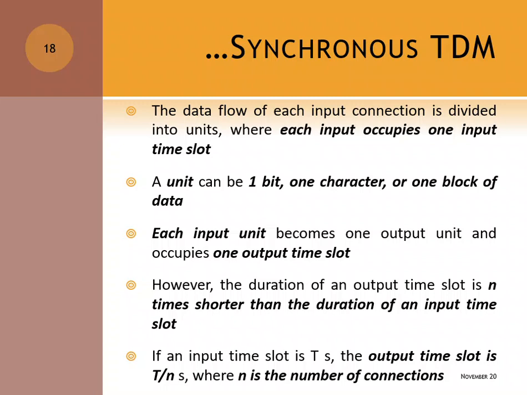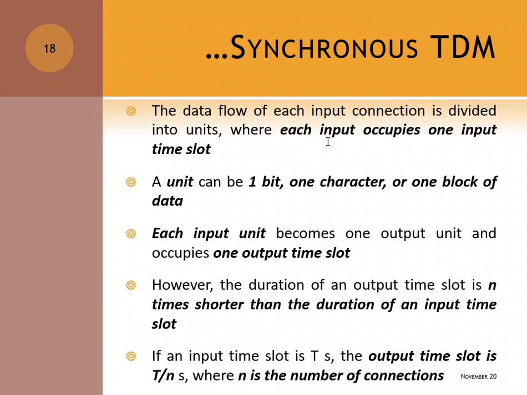This is the explanation actually. Okay, we just read. But I will show you the image after this, the figure, so that you can see clearer. Okay, the data flow of each input connection is divided into units where each input occupies one input slot.